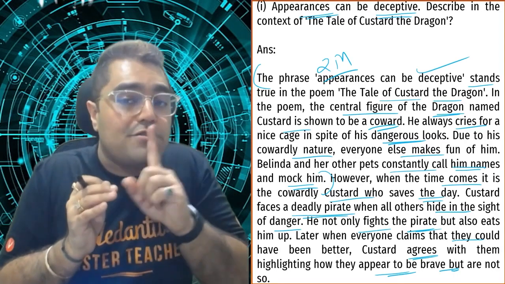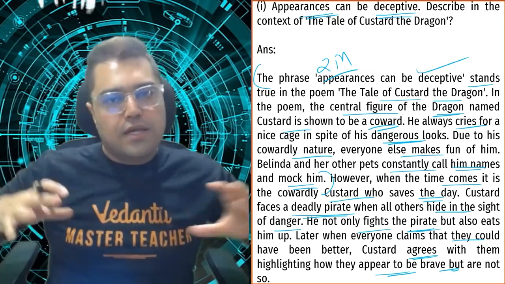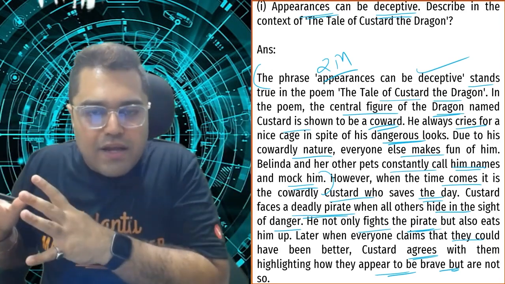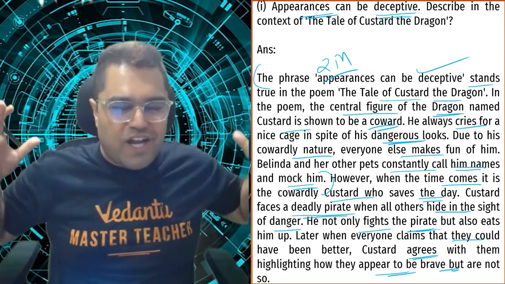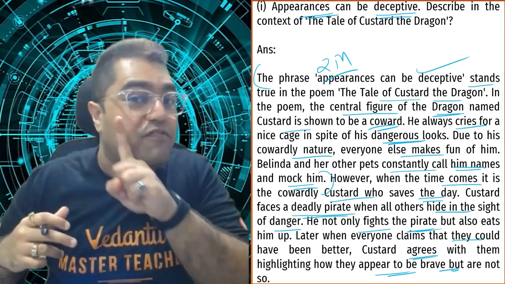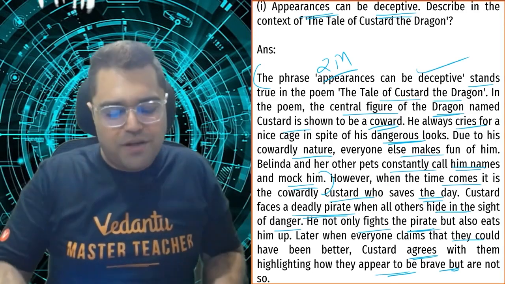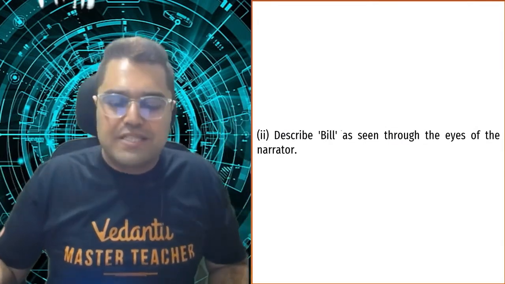People, Custard doesn't change. All the other animals are like, we are brave, then they run away, then they come back and again they say, we are so very brave. So appearances can be very deceptive in the case of everyone. Beautiful answer, beautiful poem. Next question.